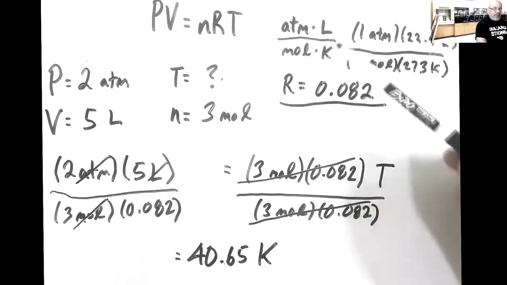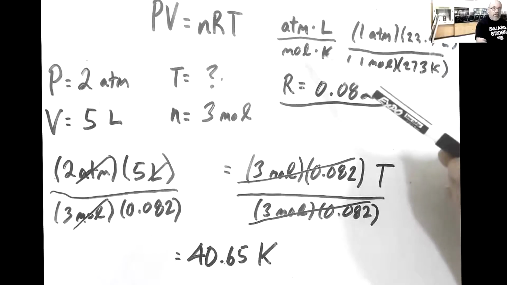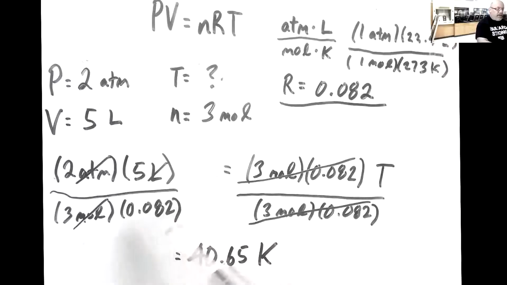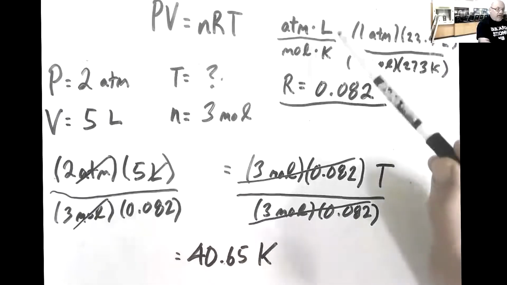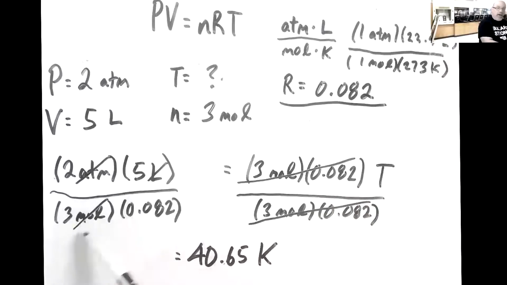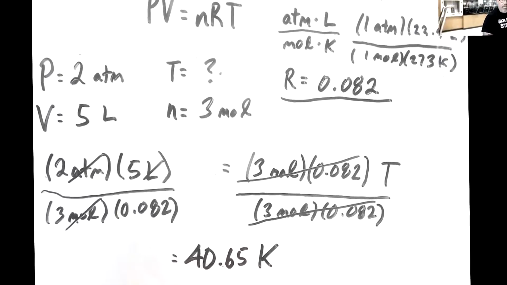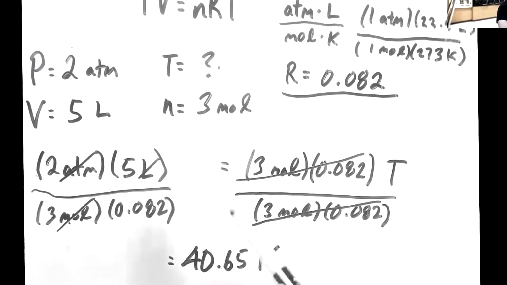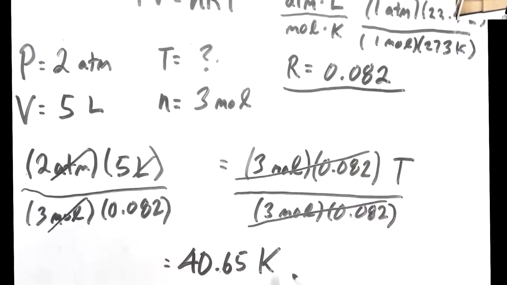Again, I have to emphasize that the presence of the R, which is 0.082, whenever you see 0.082, it contains with it this mixture of units. In this case, since 0.082 is on the bottom, the moles and the Kelvin are actually on the top, and the atmosphere and the liters are on the bottom. And so we can cancel all those units on the left-hand side of the equation. And since the unit we didn't cancel is Kelvin, the answer is in Kelvin.